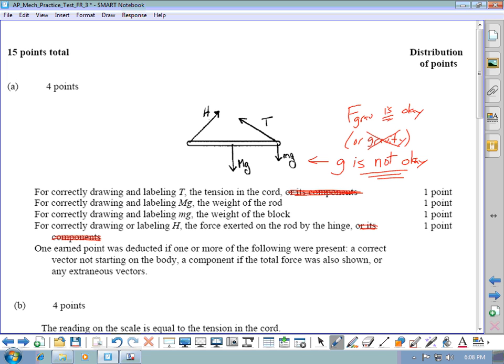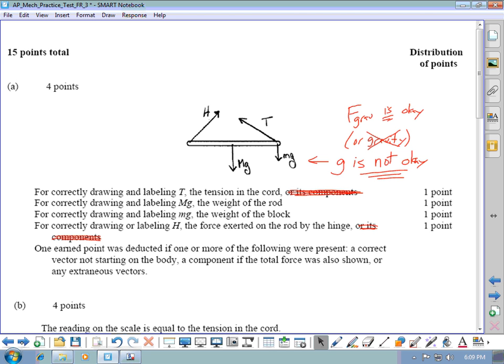That would be okay. But just saying gravity is not correct. That's not clear that you understand that it's the force of gravity and not just 9.8 meters per second squared, which sometimes people use that term. They'll say gravity to mean g.